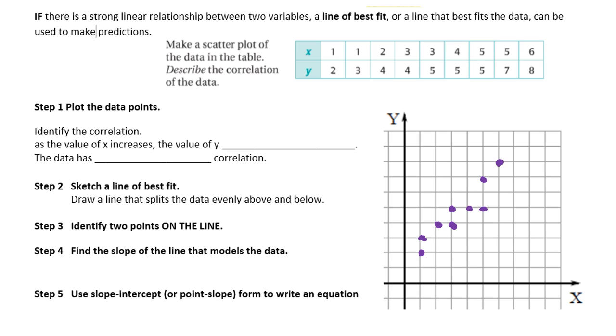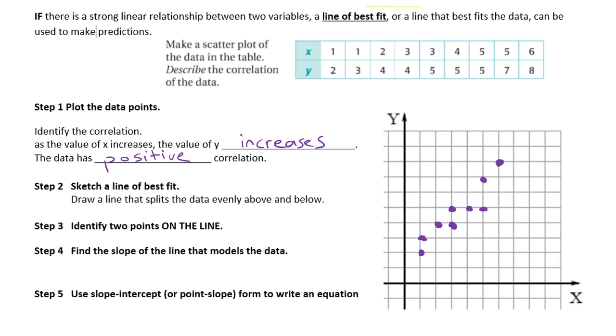Now, after plotting the points, we can identify the correlation. As the x value is increasing, the y value is also increasing. The data has positive correlation, positive slope. Now we're going to sketch a line of best fit. There is a way to sketch a line of best fit.